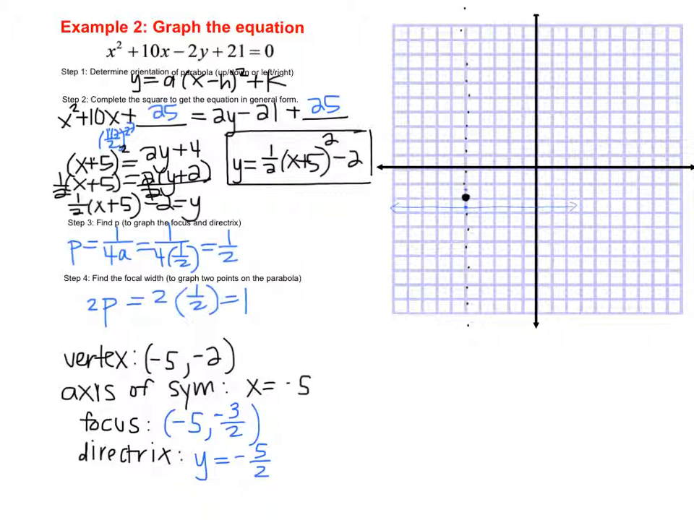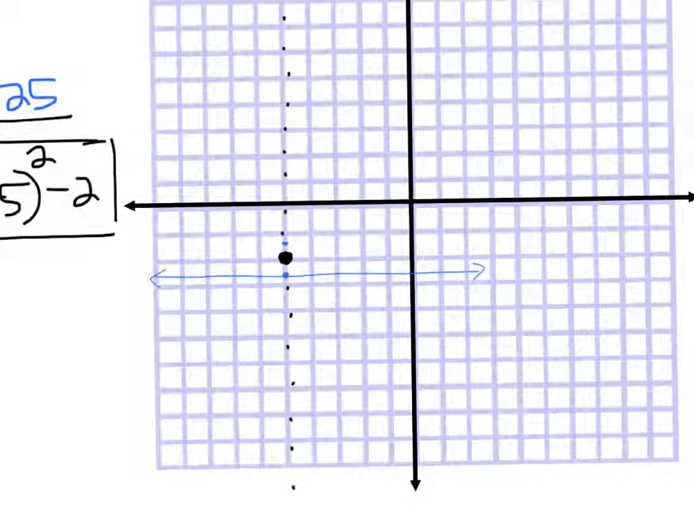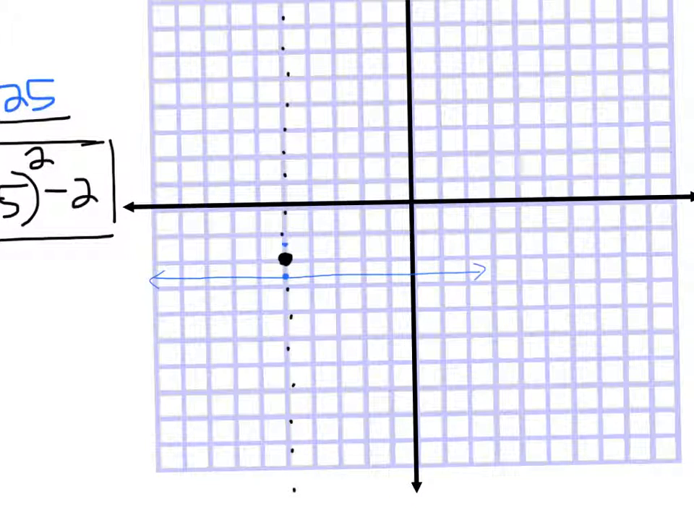And the last thing we need then is to use that focal width to get us 2 points to complete that parabola. So what we do is we go towards the focus. I'll zoom in one more time. And go 2p in either direction. So 2p we said is 1. The focal width is 1. So I'm going to go 1 to the right of my focus and 1 to the left of my focus. So now that vertex and those 2 green points actually make up the parabola.